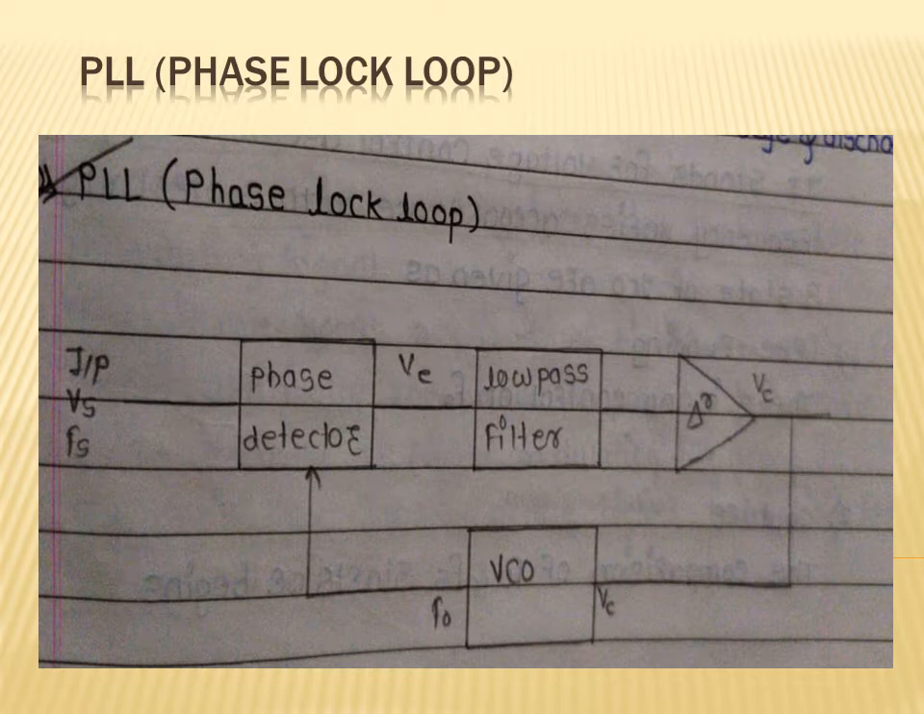Next one is capture. In this capture mode, the comparison of FO and Fs starts or begins. And last one is phase lock. When FO is exactly equal to Fs, then the PLL is said to be phase locked. So this is the PLL, the phase lock loop.